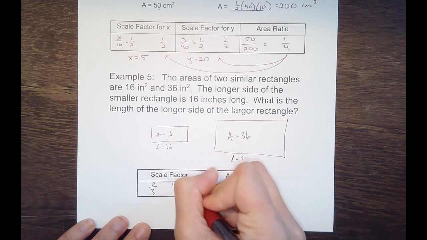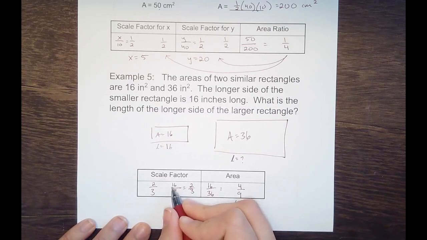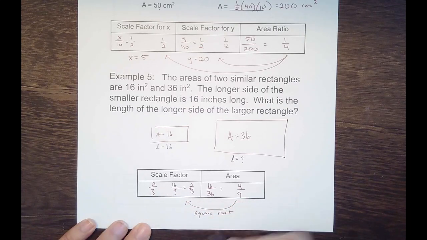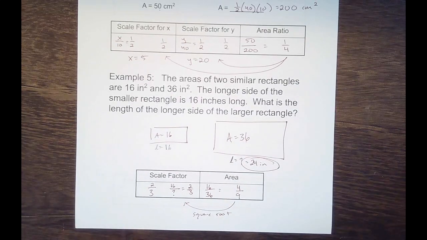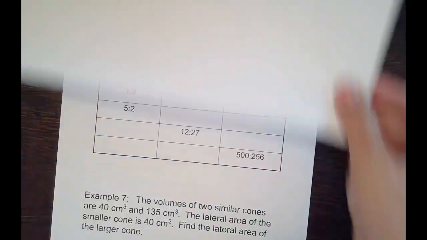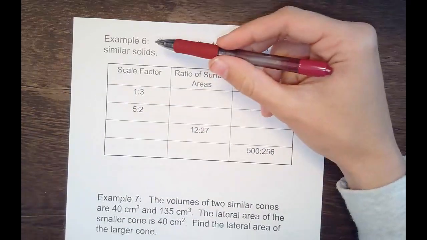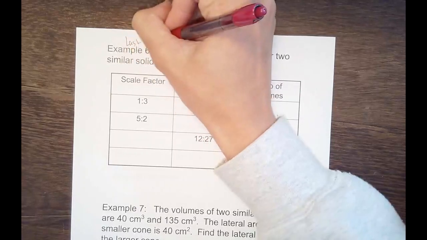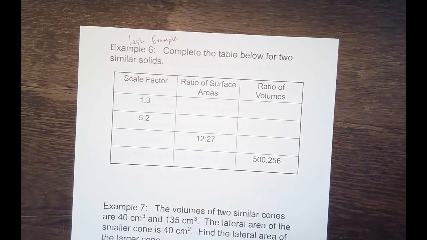This is actually going to be our last example. Okay, we're just going to complete the table for similar solids. So remember, anytime we have a scale factor, it's a to b. They're going to be a squared to b squared, and volumes are going to be a cubed to b cubed. If you know the scale factor, it's very easy to work your way this way. We're going to square everything, so we would end up with 1 to 9. And here we're going to cube this. 1 cubed is 1, and 3 cubed is 27.